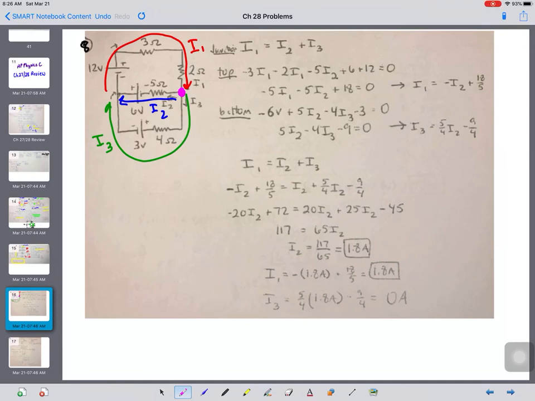I1 enters that junction. I2 and I3 exit that junction. So then I1 is equal to I2 plus I3. So that's your junction rule.